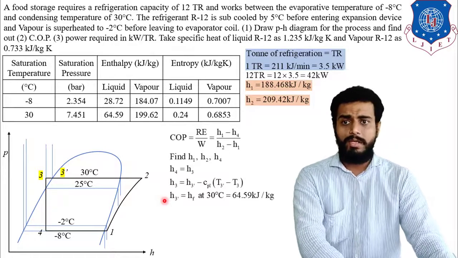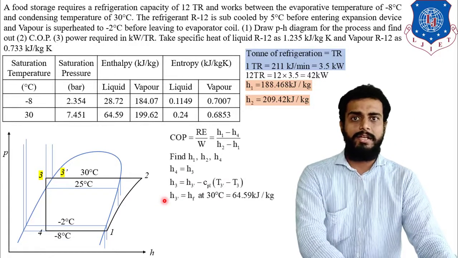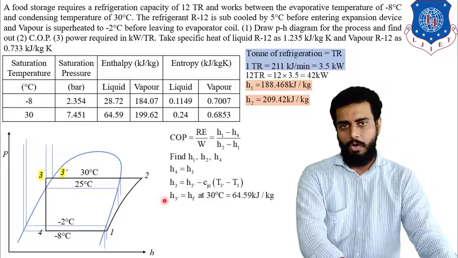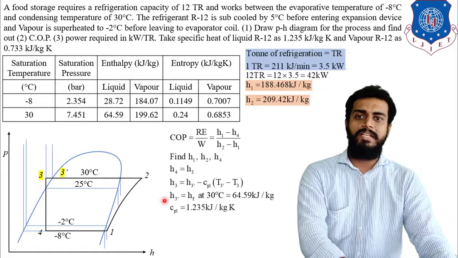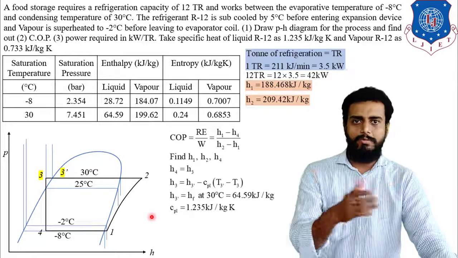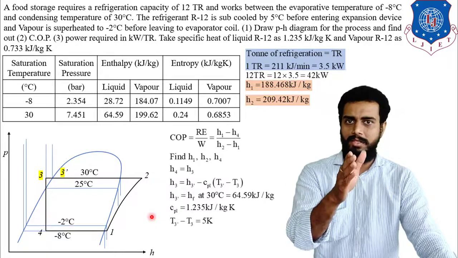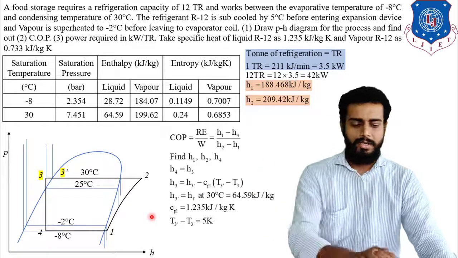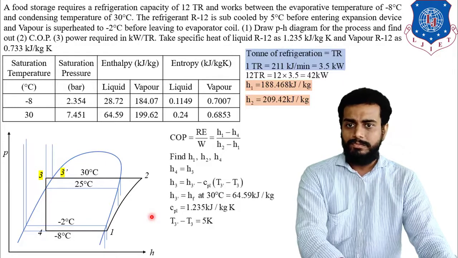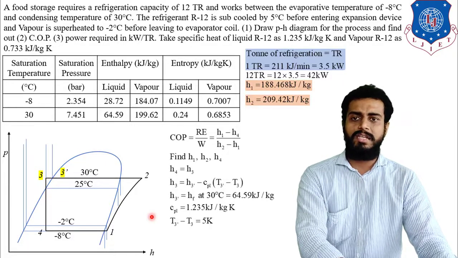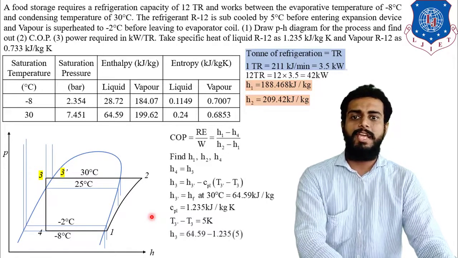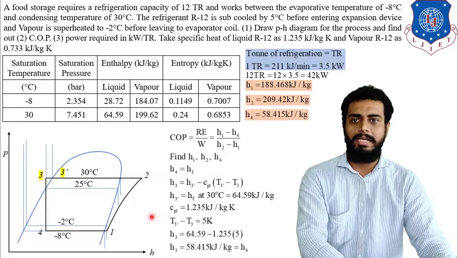Now let us move forward. CPL is already given in the given data. See students, 1.235 kilojoule per kg Kelvin. So CPL is given. T3 dash minus T3 is already given. I told you 5 Kelvin, right? 5 Kelvin or 5 Celsius, both will be the same, because the Kelvin and Celsius relation is in linear proportion. So now let us find out the value of H3. Substitute all these values, and you will have the value of H3 as 58.415 kilojoule per kg.